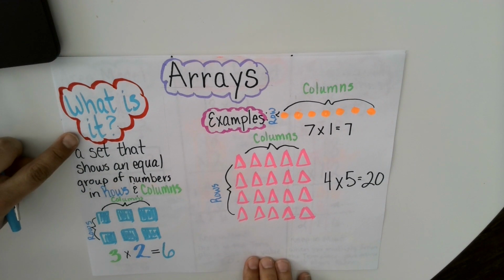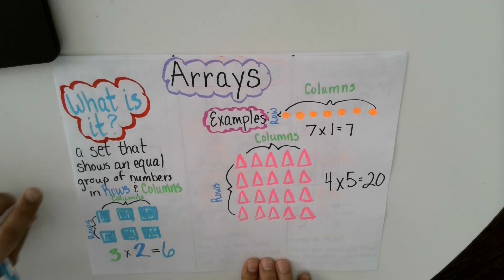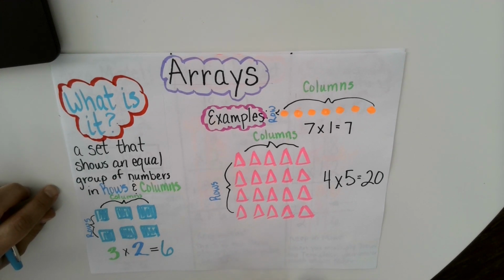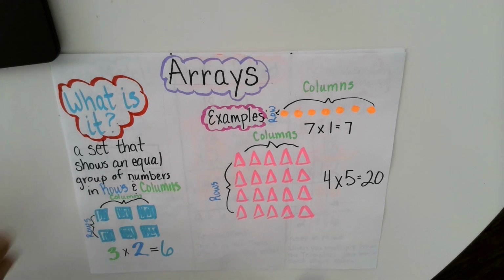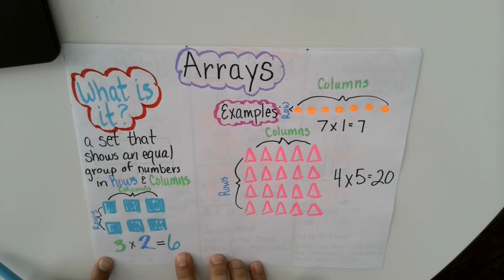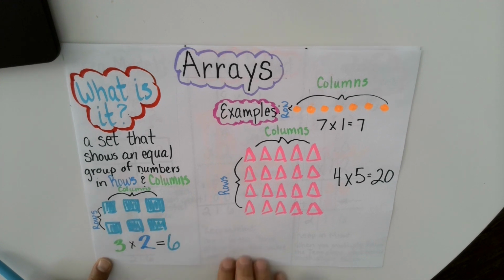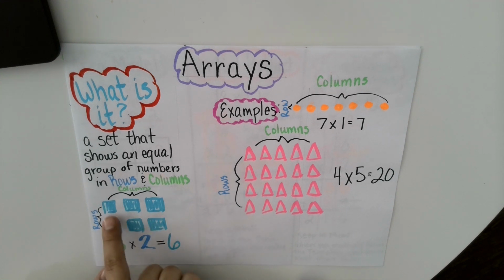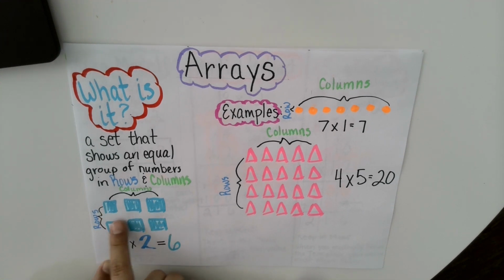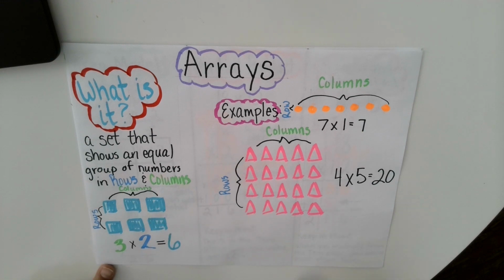So first things first, just to review what an array is. It's a set that is showing an equal group of numbers in rows. So when we go to solve a problem using an array, we're making columns and we're using rows. In this example right here, our equation is 3 times 2, so we set up 3 columns, and we have 2 rows, and there has to be an equal number of units in each column and each row. So when you draw it out, 3 columns by 2 rows, you end up with a total of 6 squares.